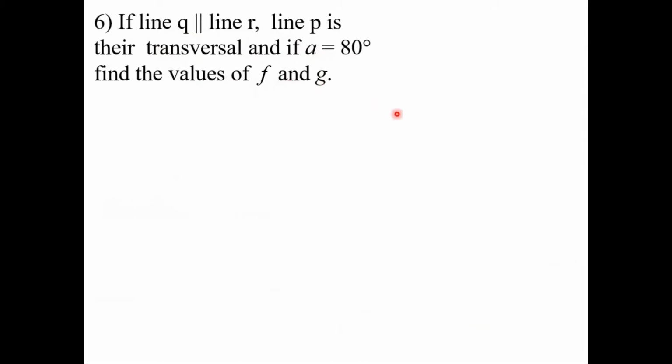First of all, try to understand the diagram as per the book. In this diagram they have also given some additional points, but we have to focus on the main diagram only. They have given line Q parallel to line R. This is the first step. Next, line P is their transversal, and angle A is equal to 80 degree. This angle A is given over here, and naturally it is 80 degree. Then find the value of F and G. Now where are F and G? The values of F and G are given over here.